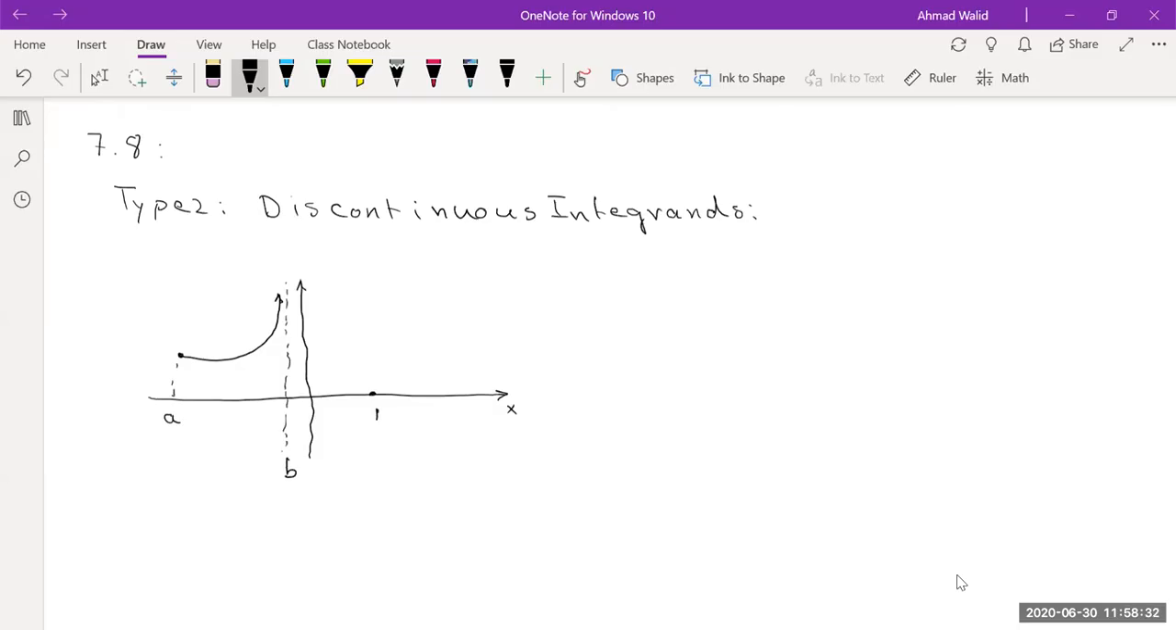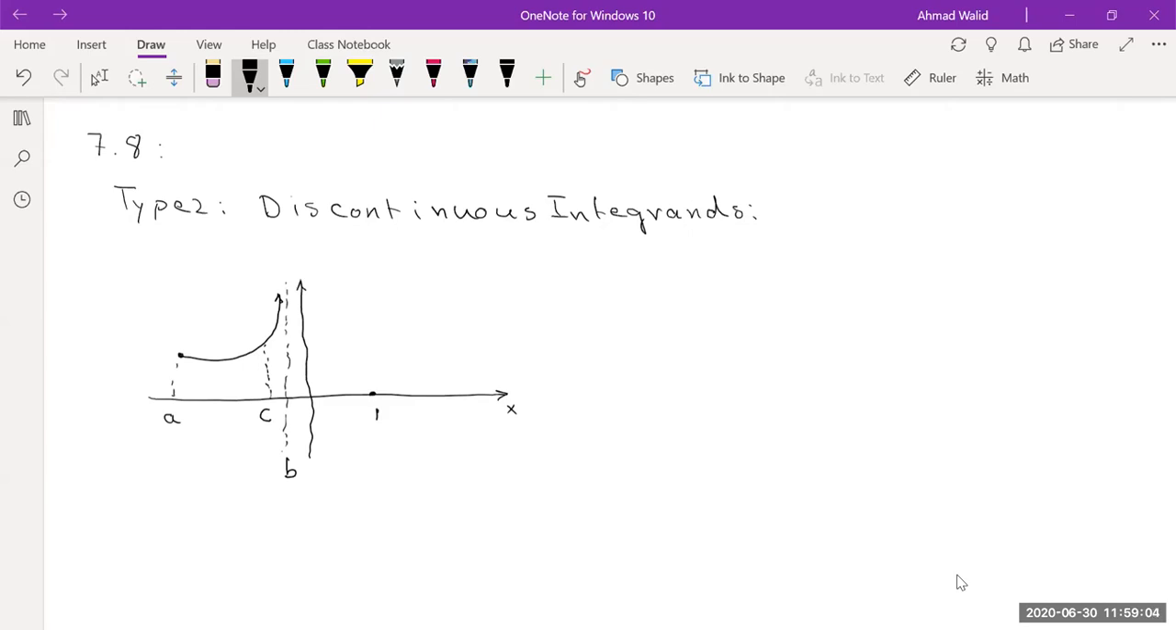If I want to find the area under this curve, or the integral of this function, one side is discontinuous. I'm not dealing with a closed interval. How to deal with this? I will choose a point like you learned in part 1. I'll choose a point, maybe I'll name it C, correct?